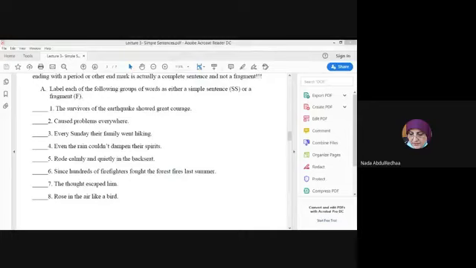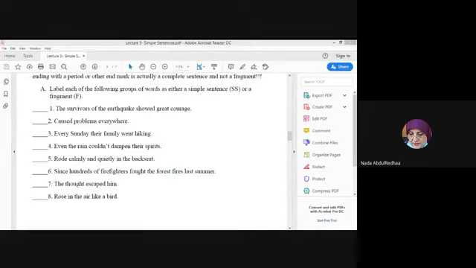So, even the rain couldn't dampen their spirits. Now, even the rain, this is the subject, couldn't dampen, this is the verb, and now it is a verb phrase because we have two words here, couldn't and dampen, and their spirits, this is the complement. And after all, this is a simple sentence, and it is a full idea, a full thought.